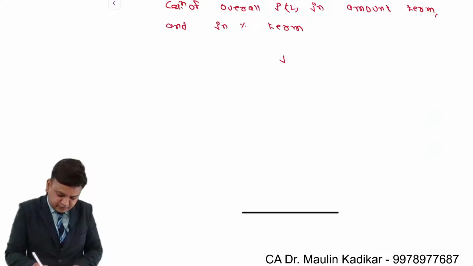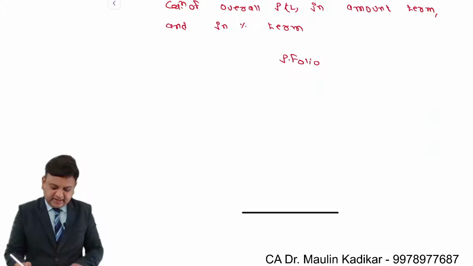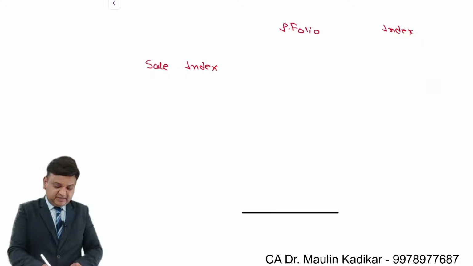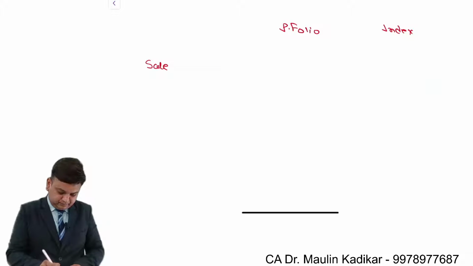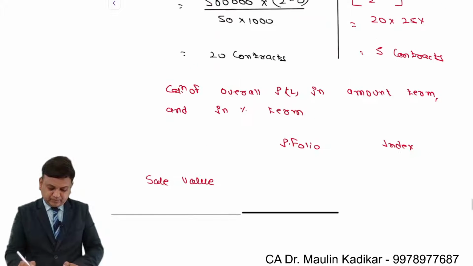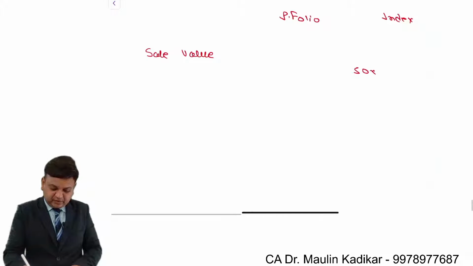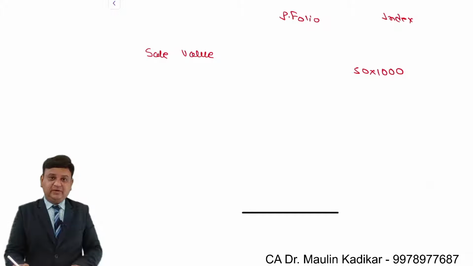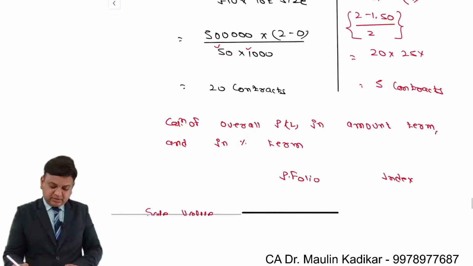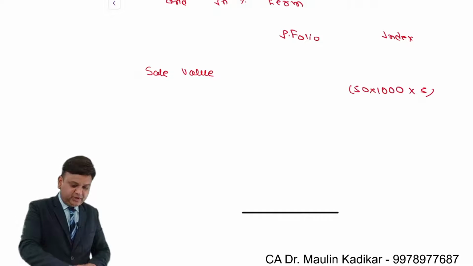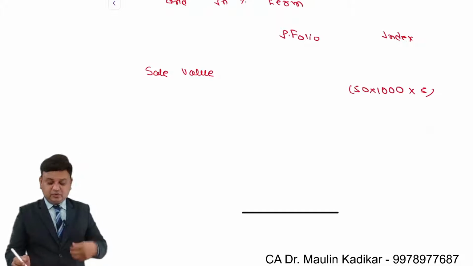So we understand it's the portfolio and index. Sale index, that is sale value. It is 50 into 1000. So 50 into 1000, that is the sale value 50,000, into number of contracts, which are 5. So 50 into 1000 into 5, that comes to 2,50,000.